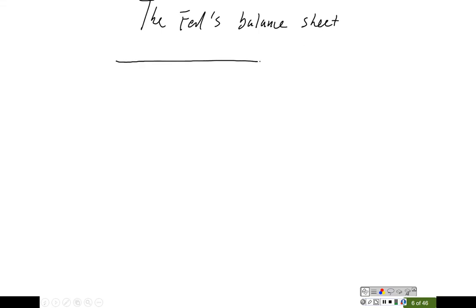And if you can recall, a balance sheet always has two sides. The left-hand side is asset, which means the uses of the funds. The right-hand side is liability and equity, which means the sources of the funds.